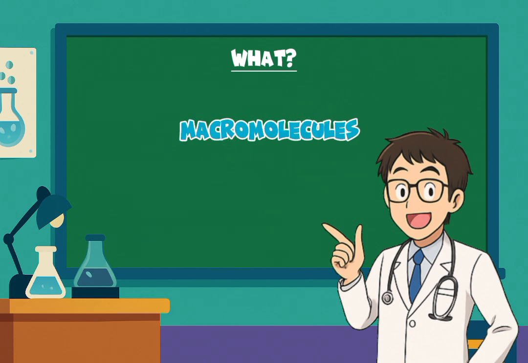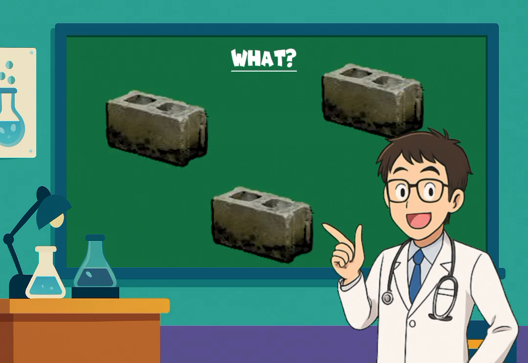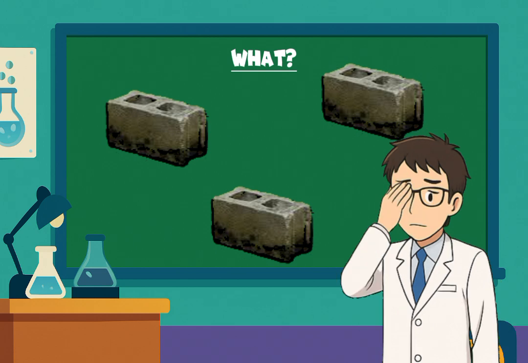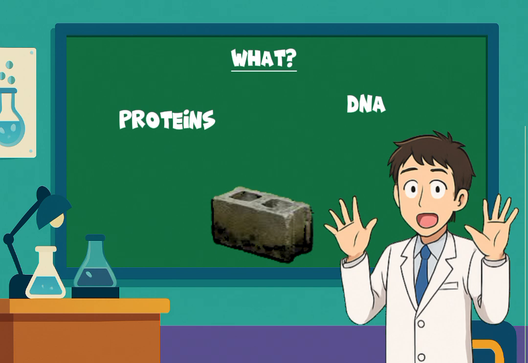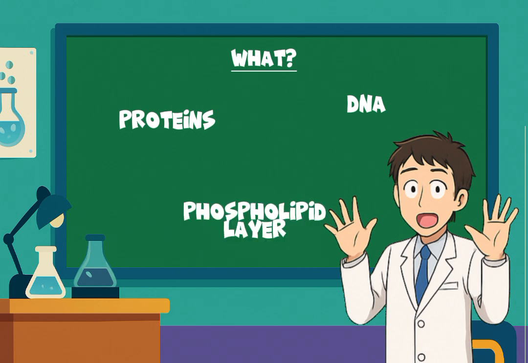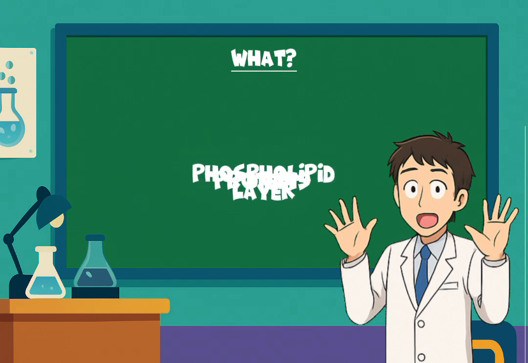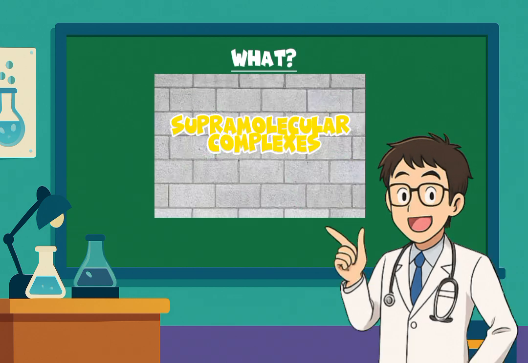These macromolecules are just like the blocks of cement, the bricks. We have examples like proteins from amino acids, or your DNA from nucleotides, or the phospholipid layer of the membrane from phospholipids coming together. And if macromolecules come together, they form supramolecular complexes.